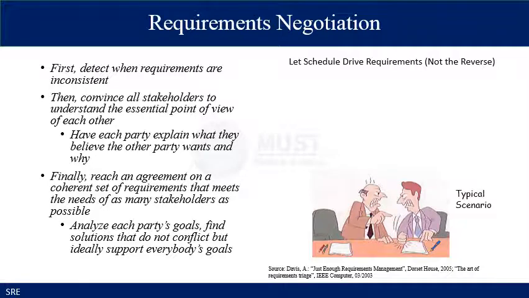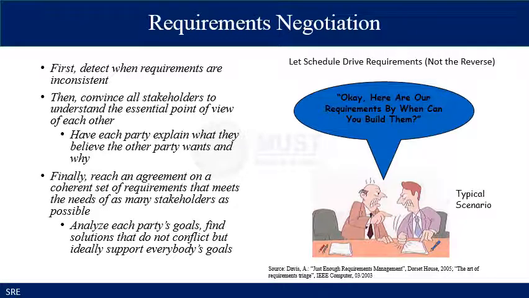So the main step in the requirement negotiation technique is the detection of the requirement conflicts. First of all, you have to detect when requirements are inconsistent and then convince all the stakeholders to understand the essential point of view of each other. You can do it by conducting meetings with each other and have each party explain what they believe the other party wants and why.